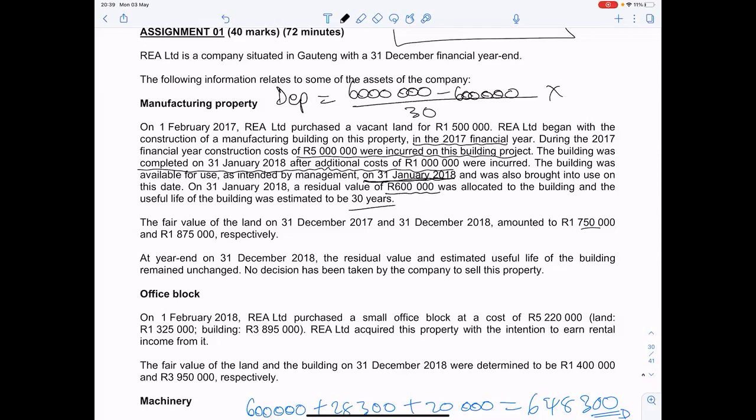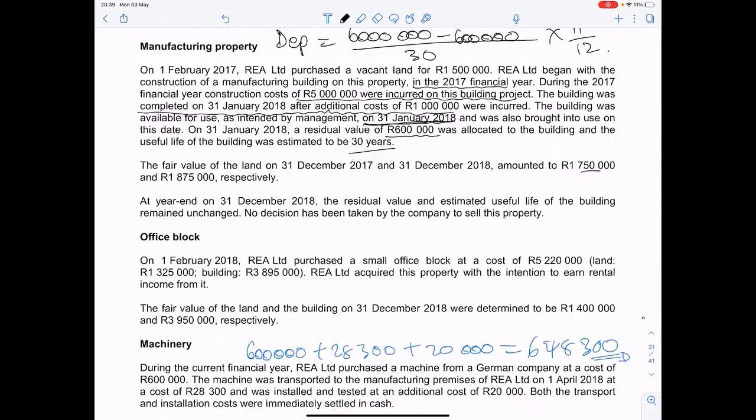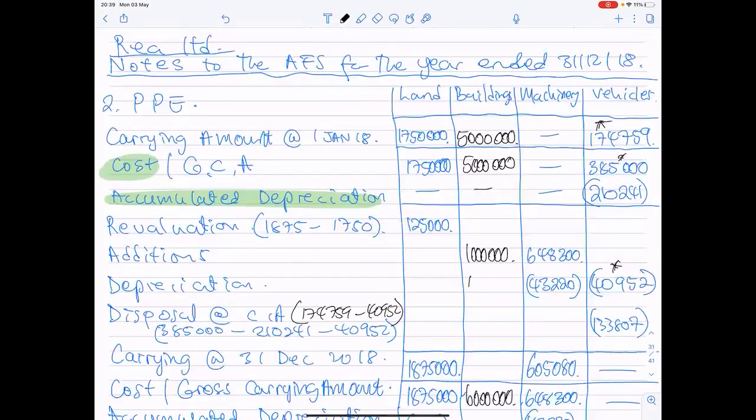So it would be February, March, April, May, June, July, August, September, October, November, December, which is 11 months out of 12 months to convert it into years. So it is going to be 6 million minus 600,000, divided by 30, multiplied by 11 divided by 12. I'm getting depreciation of 165. So your depreciation is 165,000.